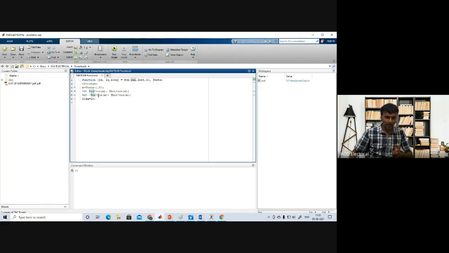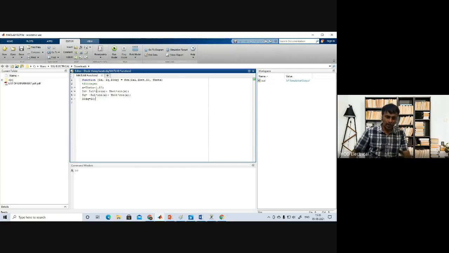Id equals I alpha into cos theta x, I am substituting here x, plus I beta into sine theta x. I hope it is visible to you. Then Iq equals minus I alpha into sine theta x plus I beta into cos theta x. Then I naught equals dq; I naught dq I am taking as same as I naught, both are same.